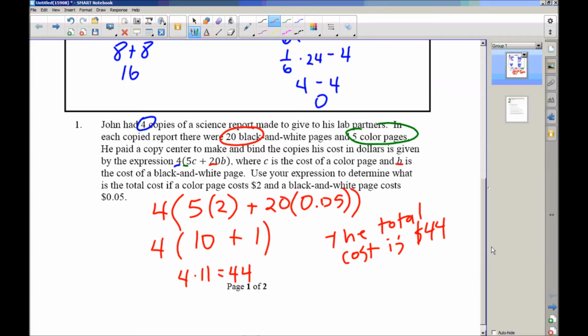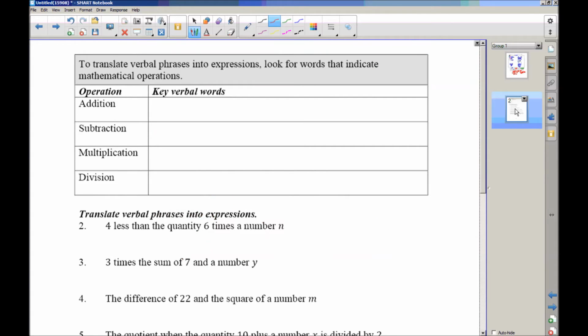$44. Okay? All right. Second page, to translate verbal phrases into expressions. In this case, we are going to list the ones that you would see in the book here, but we'll come across some other ones later. So you're going to see things like sum, plus, more than, increase by, and then other things like add or something like that. Okay? All right, so be careful with more than here.